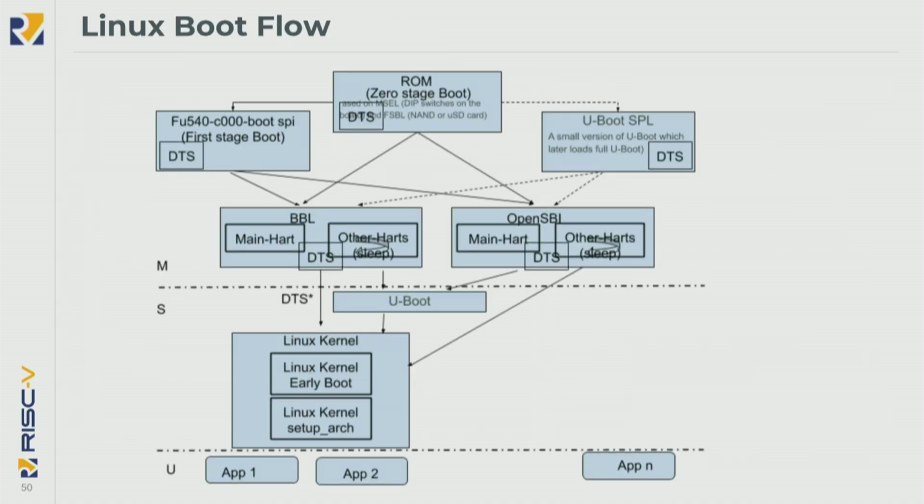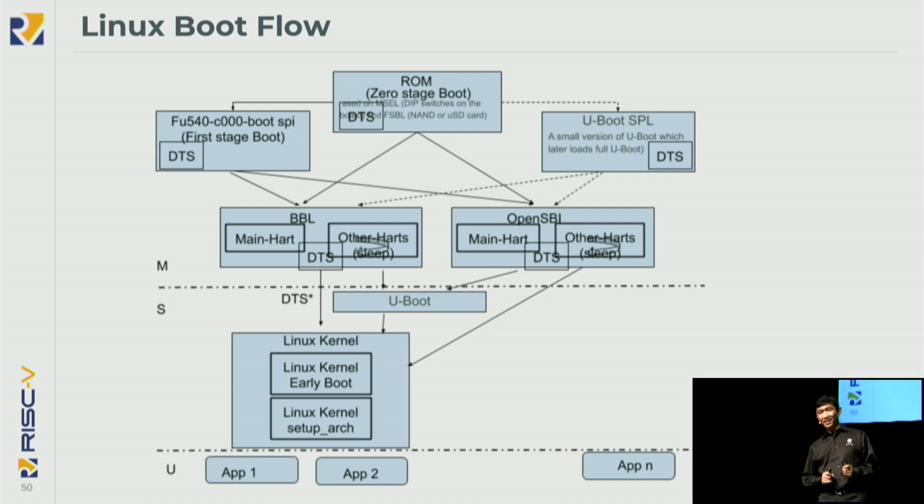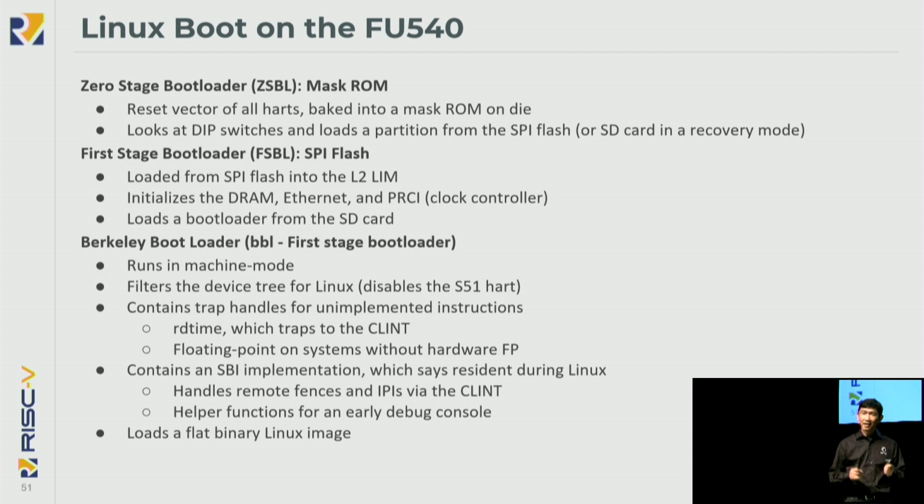So how does the Linux boot flow work? Well, this is my attempt at representing that, but I can understand it is a bit messy. Here's probably easier to follow. Basically, the boot flow for our Freedom Unleashed breaks up into a number of stages, where stage zero is in a mask ROM that's been baked onto the chip. It contains the reset vector for all the harts.